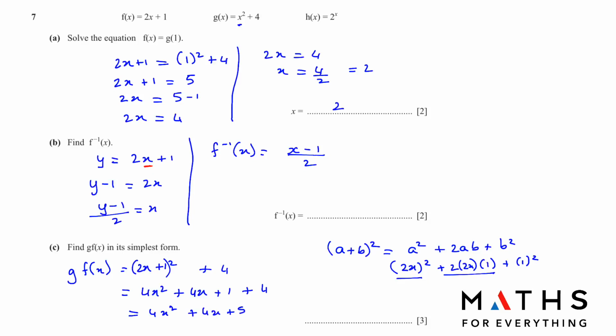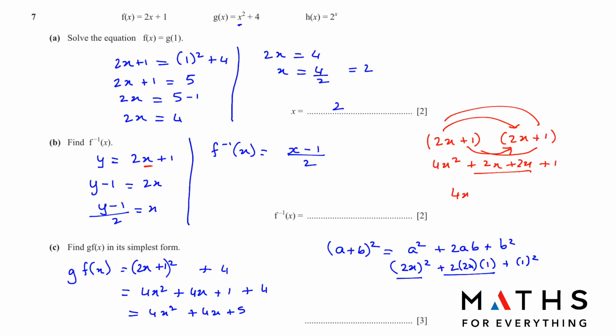If for some reason you don't understand this, you can simply multiply it like that. 2x multiplied by 2x, then multiply by 1, and this 1 multiplied by 2x will give us 2x, and 1 multiplied by 1, 1. Add the like terms together. I think you should memorize this, as this is something that you will need even in the coming years.